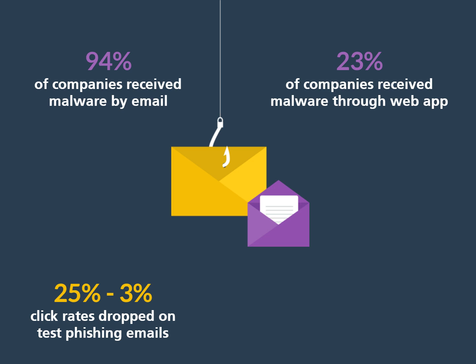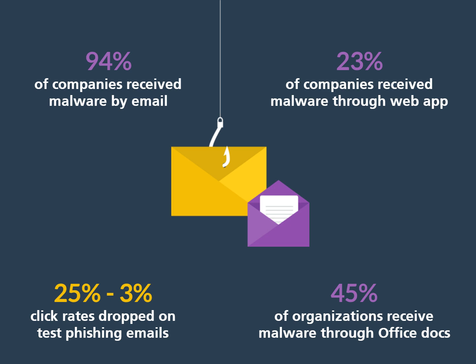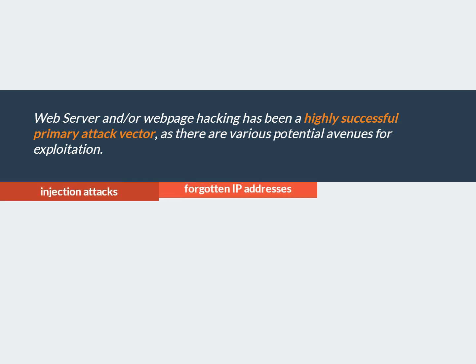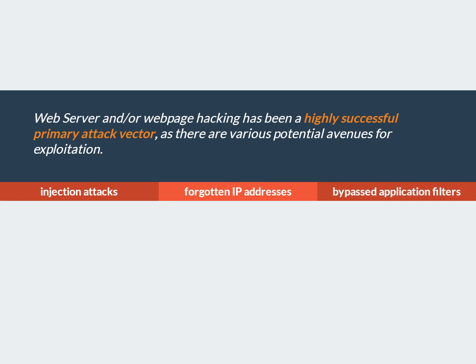Delivering malware via email is still the tried and true method, with Microsoft Office documents being the file type of choice as the point of entry. In fact, 45% of organizations that were surveyed reported malicious Office documents. Within the appendix of the report, there is a very important note that we at Security Compass feel should be highlighted. Web server and/or web page hacking has been a highly successful primary attack vector, as there are various potential avenues for exploitation. The report goes on to explain issues with injection attacks, forgotten IP addresses from development or testing, or application filters that can be bypassed by simple URL encoding.